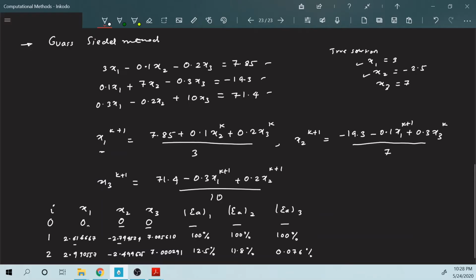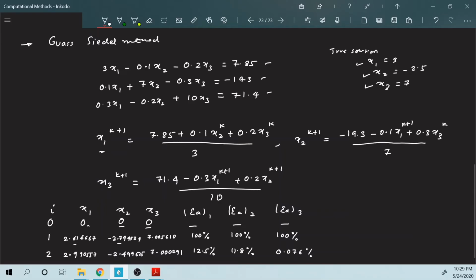Now we were lucky here that within 2 iterations, we found the value which is very close to the true solution. That is not going to always happen. You will be doing many more iterations than this, and there will be a predefined criterion, that the approximate error should be less than 5%, less than 3%, and so on. So this is your Gauss Seidel method.